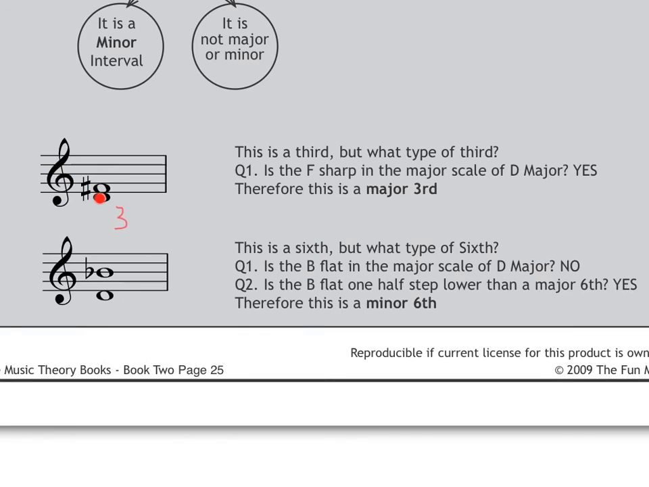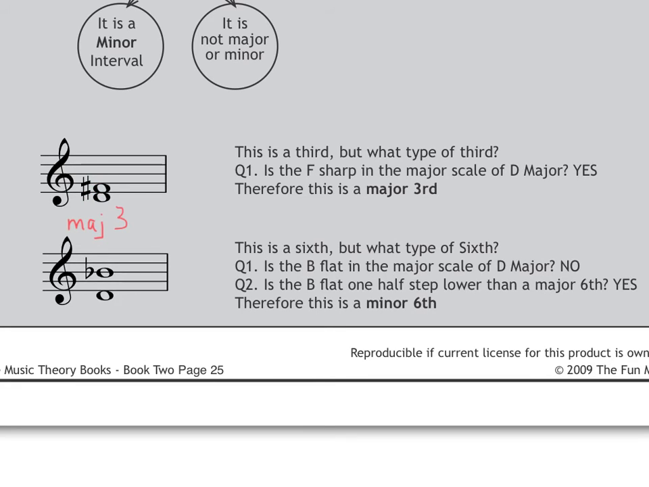The key of D major, as you know, has 2 sharps, F and C, Father Charles. So we do pass through an F sharp when we play a D major scale. Since it fits in the scale, we call it a major third. And we're done. Even though we have a sharp symbol here, we have not technically altered that F. That should be an F sharp, because in the key of D major, we have F sharps.